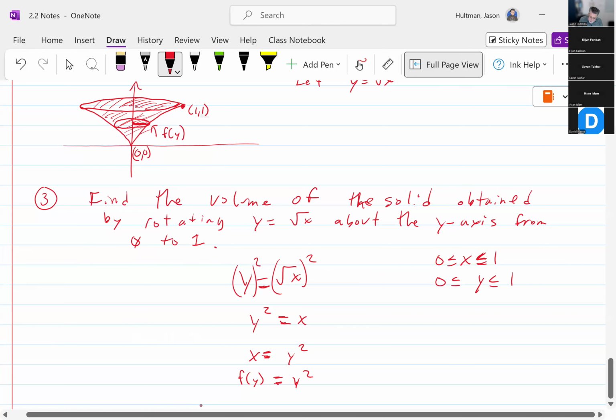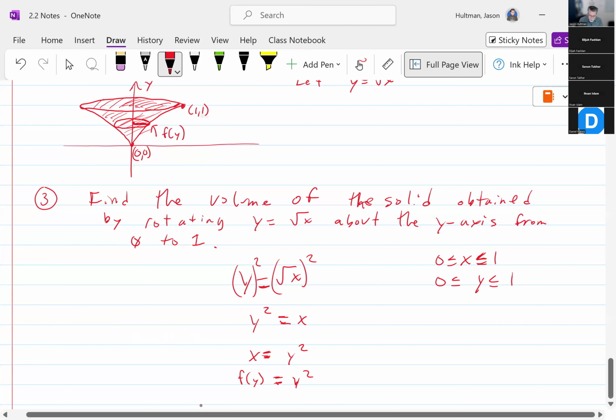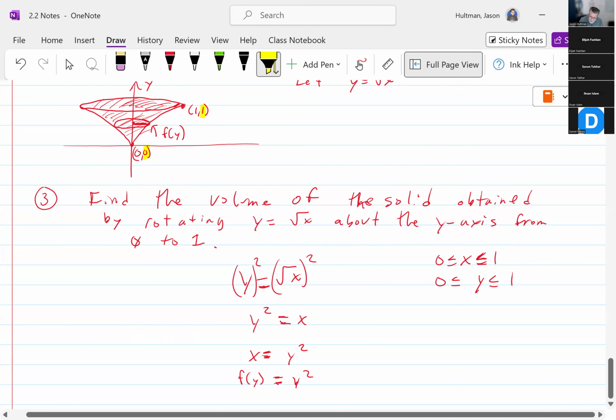Okay, so in this case, it just happens to be the same. In every other case, it will not be the same. So you've got to make sure you're not using the x limits, you're using the y limits. If you're integrating with respect to y, rotating with respect to the y-axis, make sure that your limits are with respect to y. That's this guy and this guy. Right?